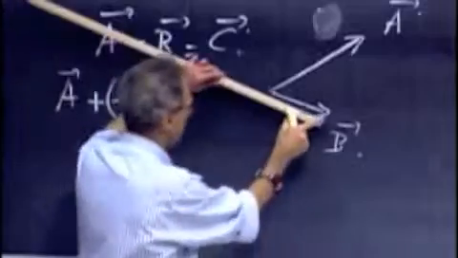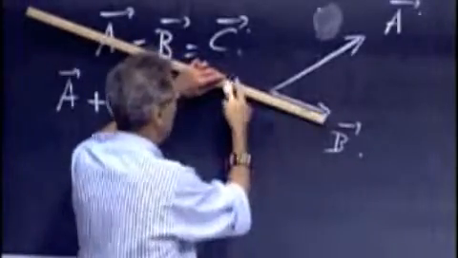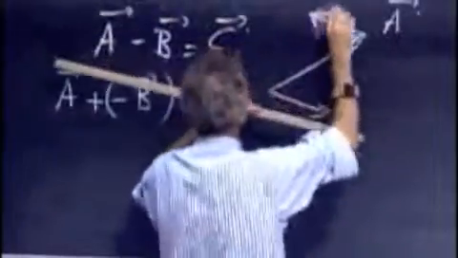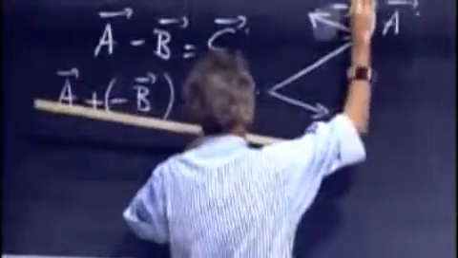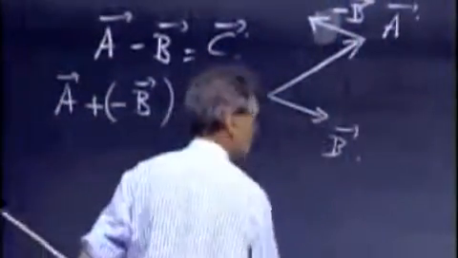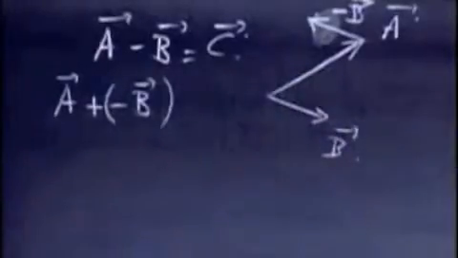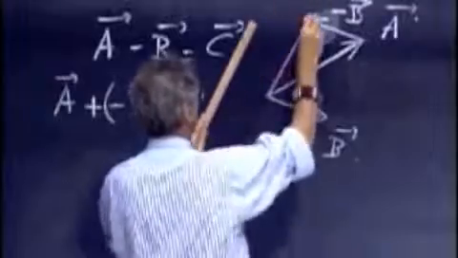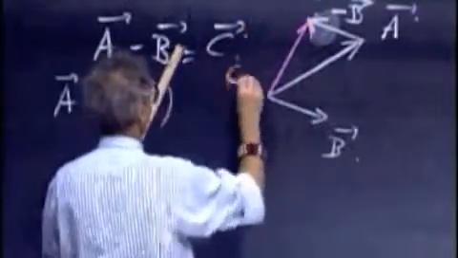Minus b is the same vector, but flipped over. So we put here minus b, and so this vector now here equals a minus b. This vector c is a minus b.